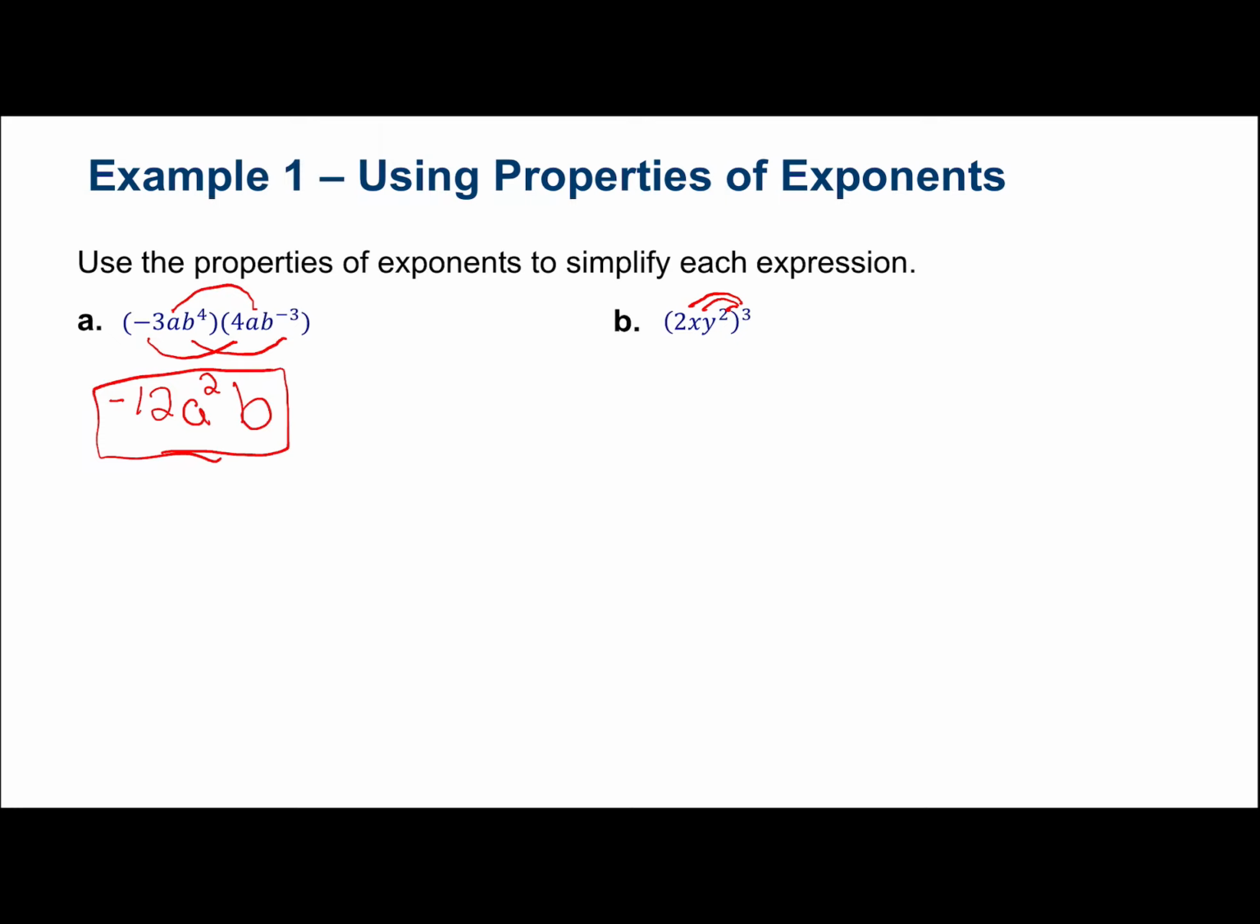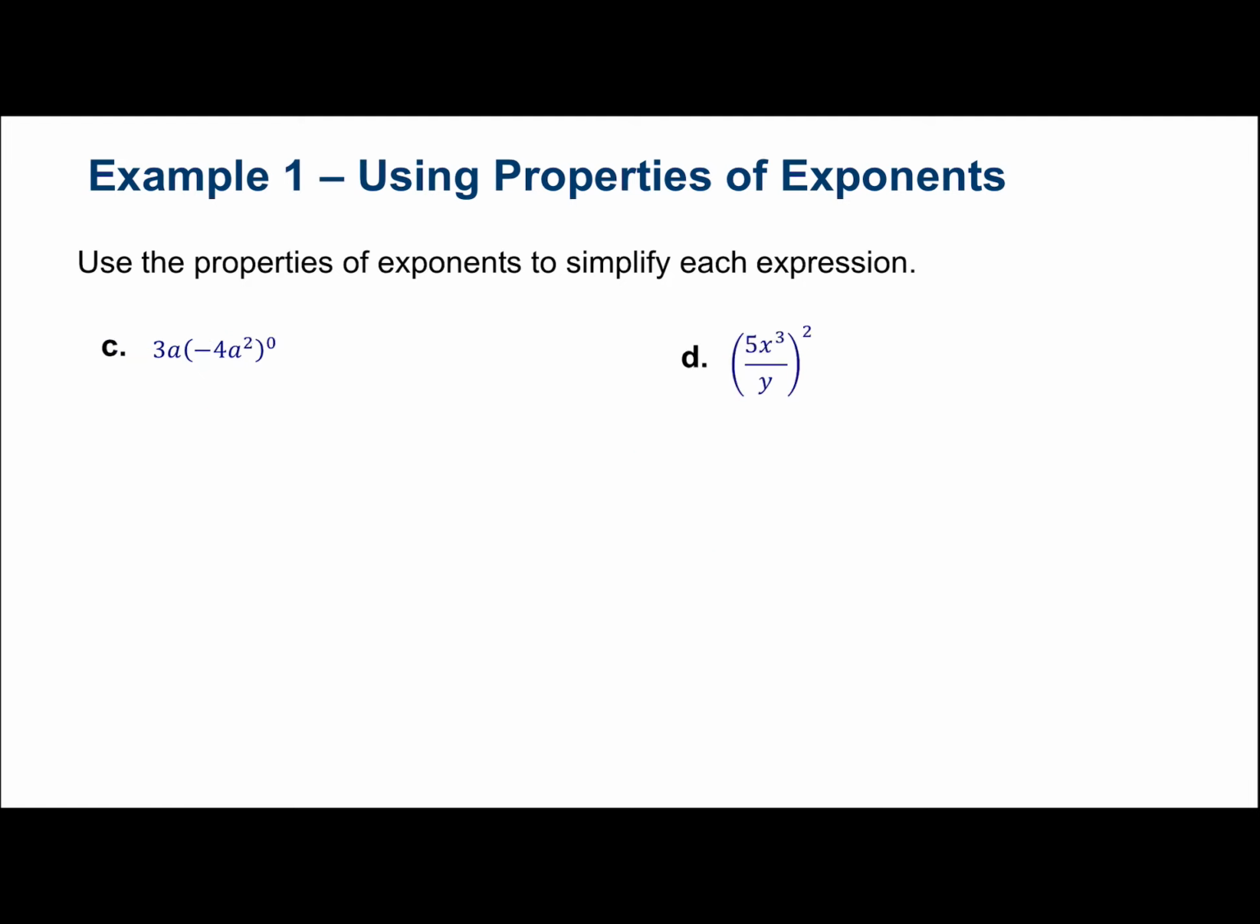Doesn't make a difference. Part B, I have (2xy squared) to the 3rd power. Remember, it's a power outside parentheses, so that power has to go inside to each one of these. When there's not an exponent, it's like having a 1 there. So this is going to be 2 cubed, x cubed, and then for my y, I have to multiply 2 and 3 together to get 6. Lastly, make sure you simplify any of these numbers. So 2 cubed is 8, x cubed, y to the 6th as our final answer.